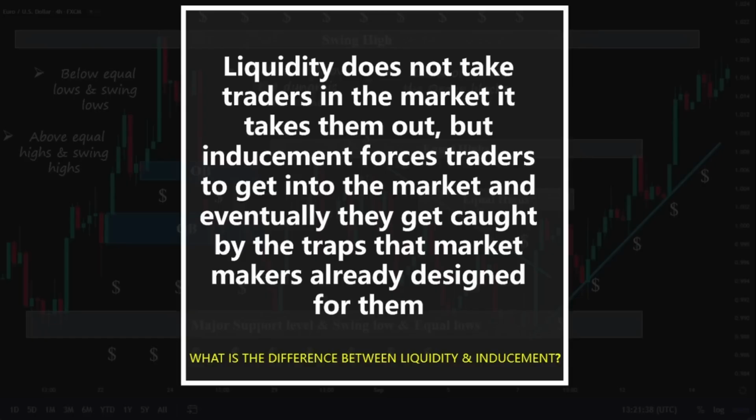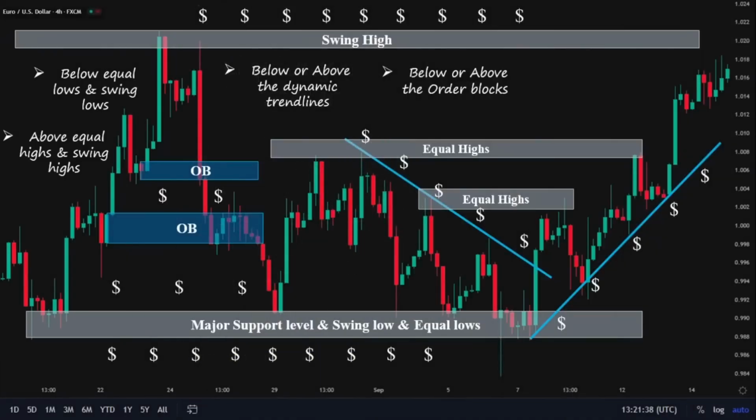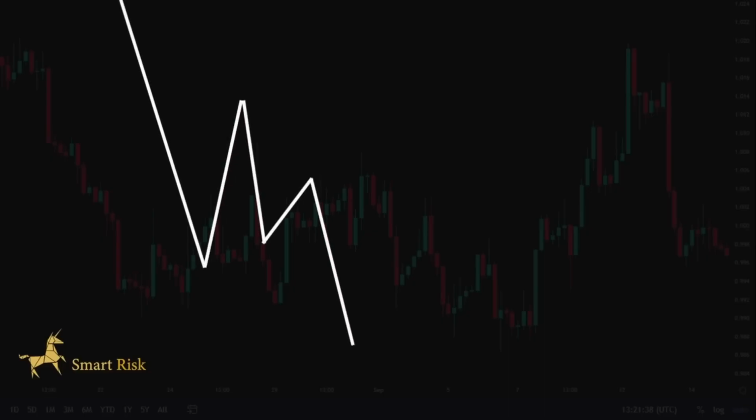We already discussed both inducement and liquidity, and now, we have important information about them. In the following, I am going to show you how to use inducement and liquidity in your trading plan to avoid getting trapped by market makers and reduce your potential losses. So, here we have this schematic figure that simulates the price movements. As you can see, we have a downtrend.